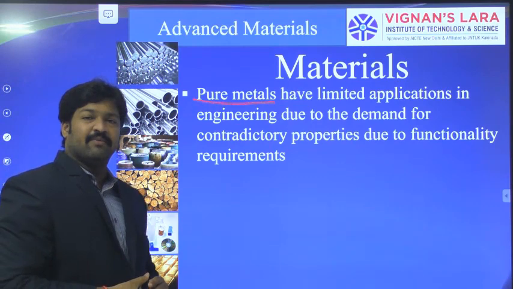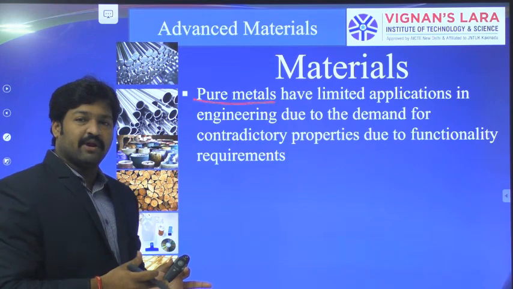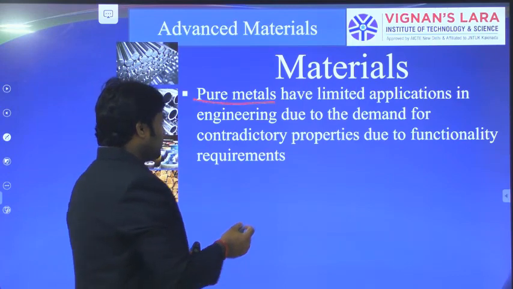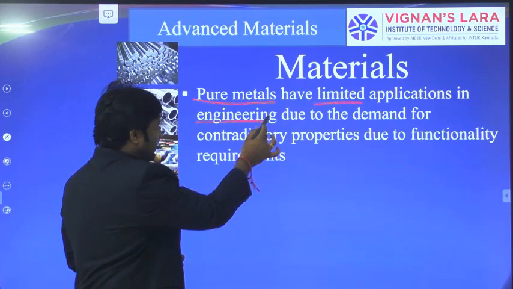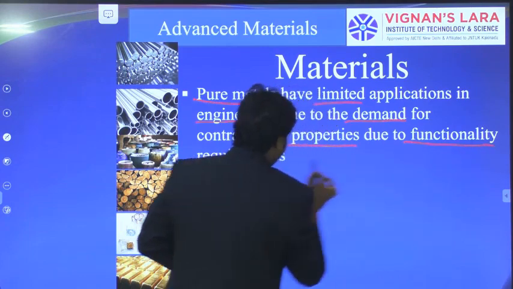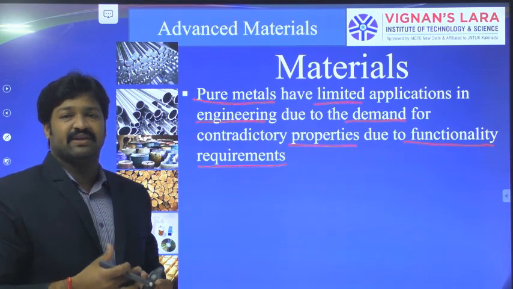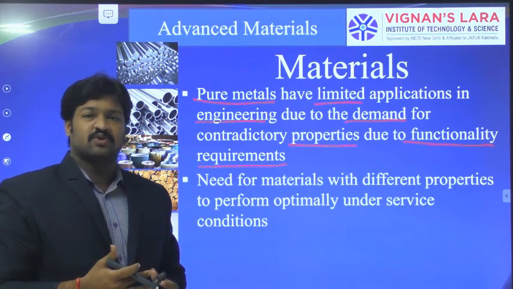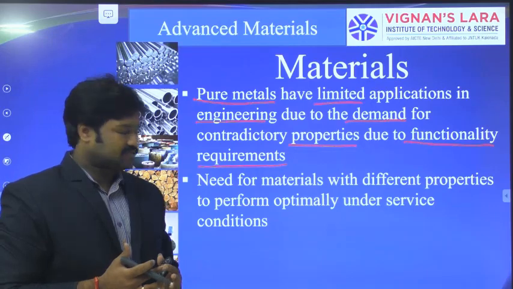So in engineering we require many properties. Depending upon the functionality of the application of the component, we need different properties. But the pure materials have limited applications in engineering due to the demand of different properties during their functionality requirements. During regular use, the component properties should be different. Those cannot be achieved by means of monolithic materials. So to overcome this property deficiency, we are mixing two or more materials.